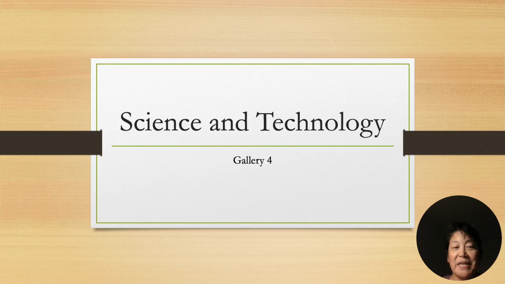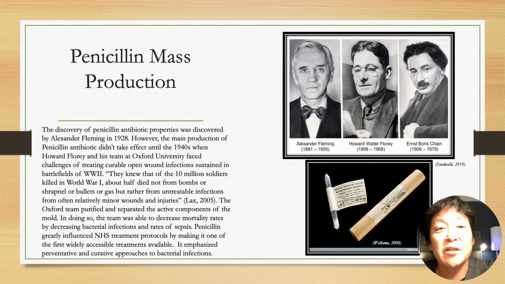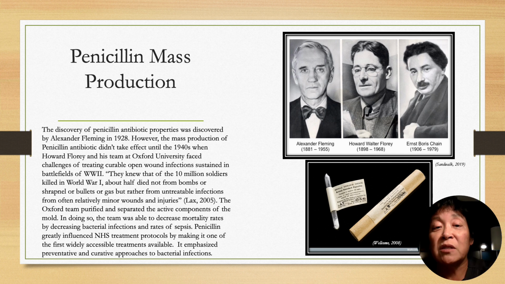Hello, everyone, and thank you for joining us here to discuss Beveridge science and technology. Penicillin mass production. The antibiotic properties of penicillin were discovered by Alexander Fleming in 1928. However, mass production didn't take effect until the 1940s, when Howard Florey and his team at Oxford University faced challenges of treating open wounds and infections sustained in battlefields of World War II.